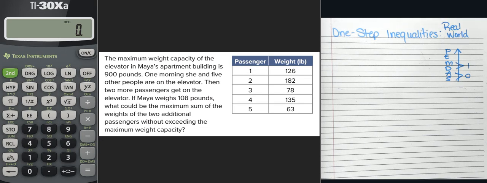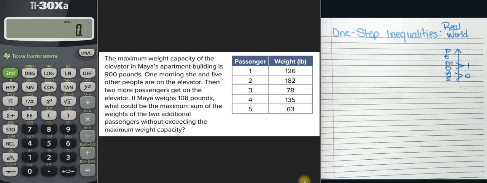All right, so we are working on a real world scenario where we will write and solve an inequality using a real world scenario. So what we have is the maximum weight capacity of the elevator in Maya's apartment building is 900 pounds. One morning, she and five other people are on the elevator, and then two more passengers get on the elevator. If Maya weighs 108 pounds, what could be the maximum sum of the weight of the two additional passengers without exceeding the maximum weight capacity?